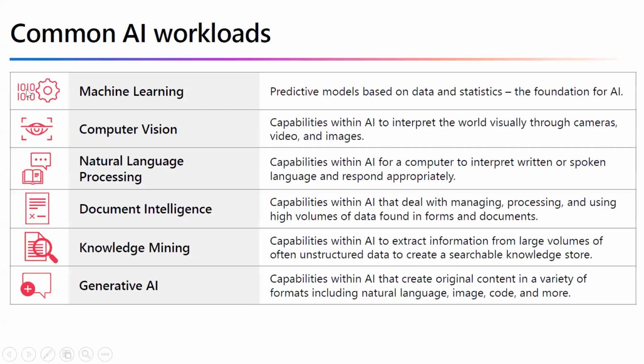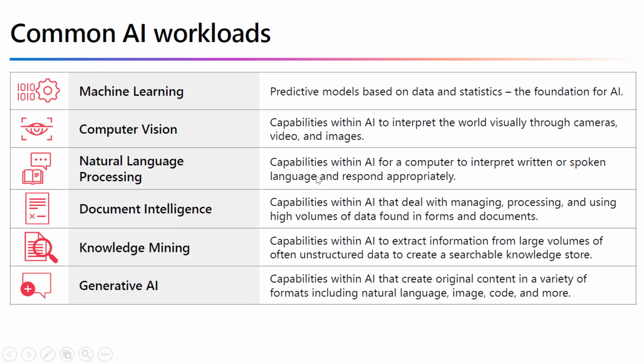So these are again the different AI workloads. For example, machine learning: we have the models, and these models are able to predict anything based on the data and the stats. Computer vision, as I said, is the field where AI systems can look at images and interpret those images, the capability of AI to interpret the world visually through cameras, videos, and images.